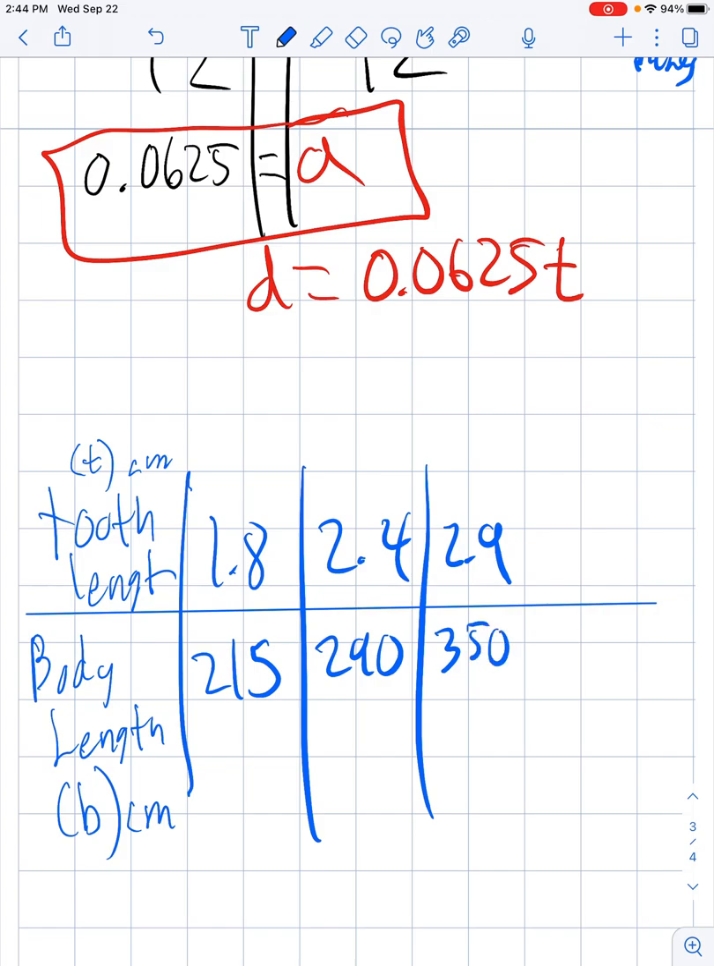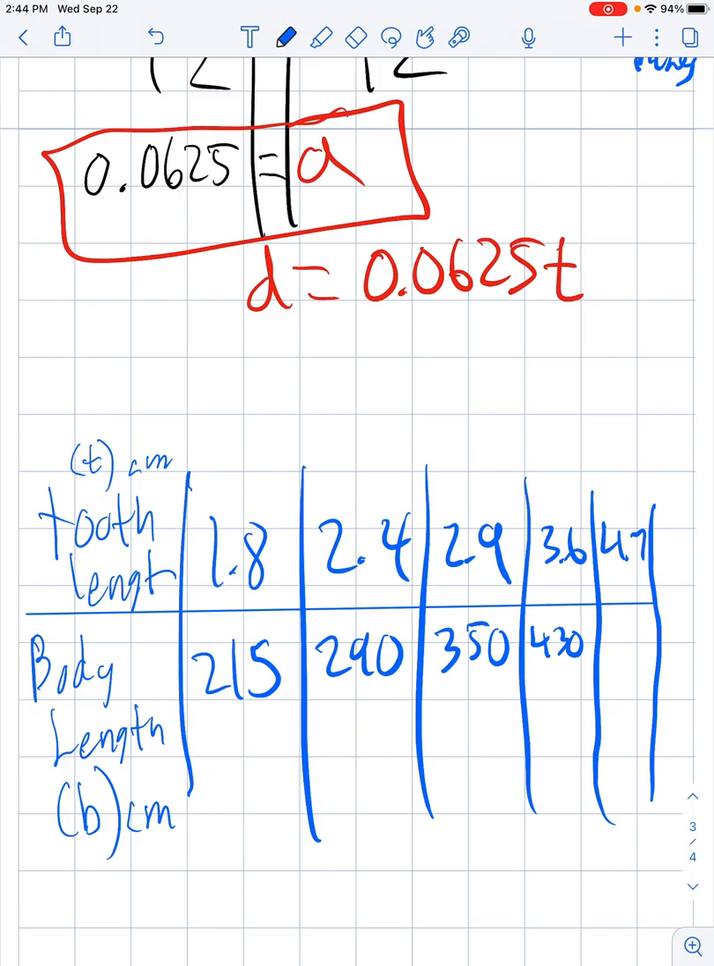2.9, 350, 3.6, 430, 4.7, 565, and my last one is 5.8 and 695.